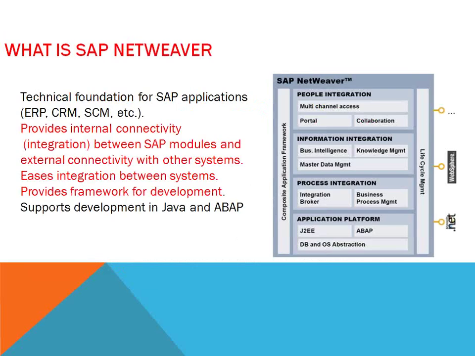And what is NetWeaver? NetWeaver basically gives you the integration perspective. SAP NetWeaver gives you people integration, information integration, process integration, as well as the application platform. That application platform is based on DB as well as OS abstractions. From the process integration perspective, it has integration broker, business process management and master data management. Business intelligence is from the information integration perspective, and from the people integration perspective there is multi-channel access, portal, and collaboration. So SAP NetWeaver is very powerful.